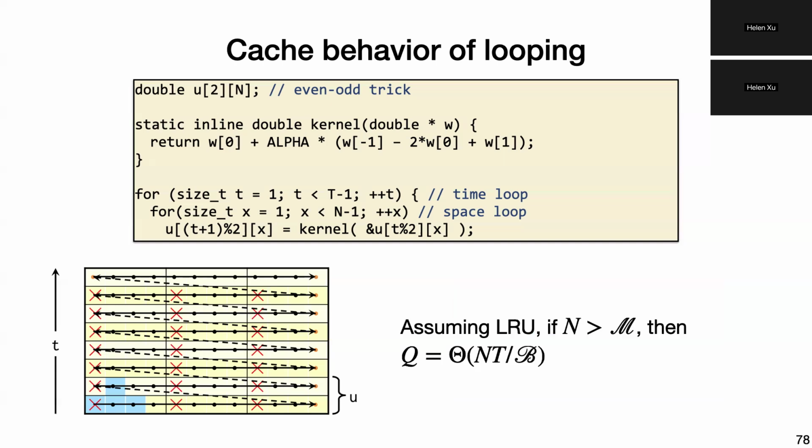If N is bigger than your memory size, this is a simple case, the thing is pretty big, and by the time you come back around, it's gone. It takes N over B to read one row. We have to read T rows, and that's NT over B.